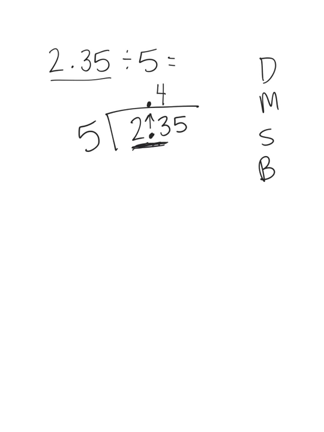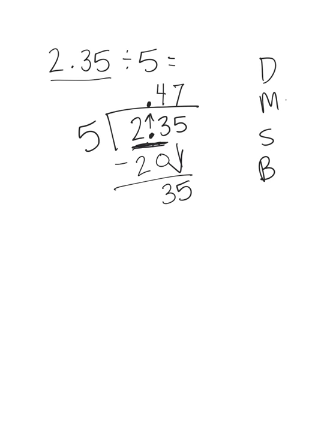Okay, so we divided, and now we're multiplying. 4 times 5 is 20, and you're going to subtract like normal. I know that 3 minus 0 is 3, and I'm going to bring down my 5. Well, 5 goes into 35 7 times.